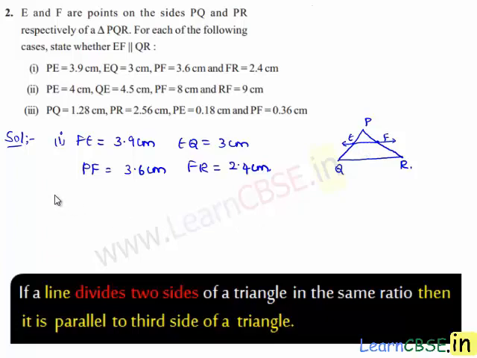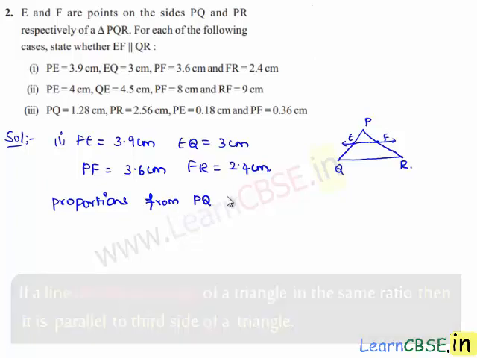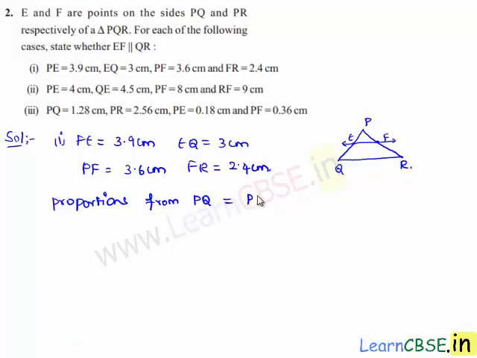So let us take proportions for PQ, that will be PE by EQ, which is equal to 3.9 centimeters by 3 centimeters, which is nothing but 1.3 centimeters.